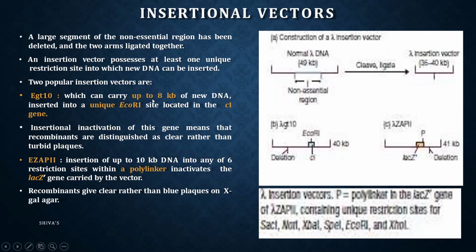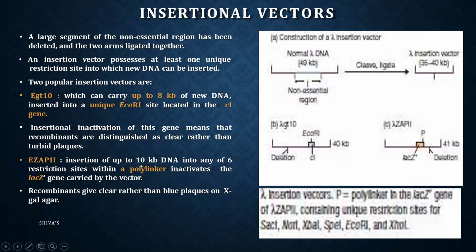λgt10 carries up to 8 kilobases of new DNA, inserted into a unique EcoRI site located in the cI gene. Insertional inactivation of the gene means that recombinants are distinguished as clear rather than turbid plaques.